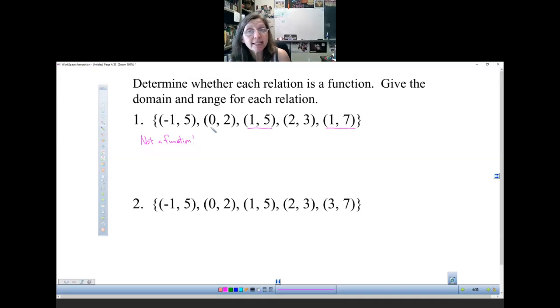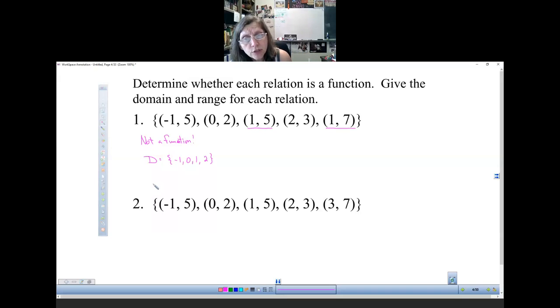However, it still does have a domain and range. The domain is always going to be written in set bracket notation, and it is the set of the x values: -1, 0, 1, 2. Notice that since 1 is a repeated x value, I only list it once. Even if I had 20 repeated x values, I would only list each one of them one time. I don't list them repeatedly.